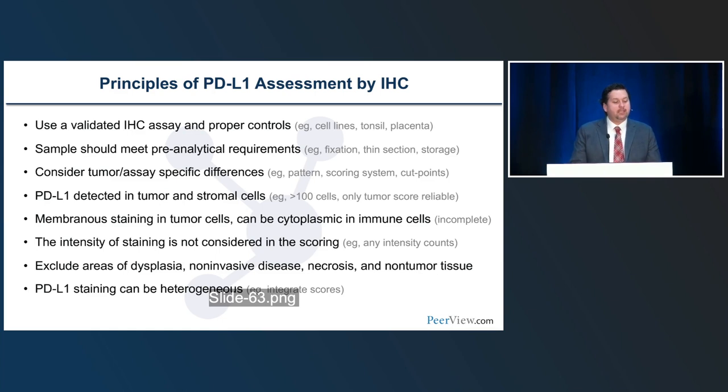The intensity of staining is not considered. This is another difference relative to HER2 scoring or other semi-quantitative scoring. So we just score every cell with detectable membranous staining as equal. And then generally, we have to exclude areas with non-invasive disease, which is relevant more in certain diseases than others. But I will show you some examples of how this can be problematic.